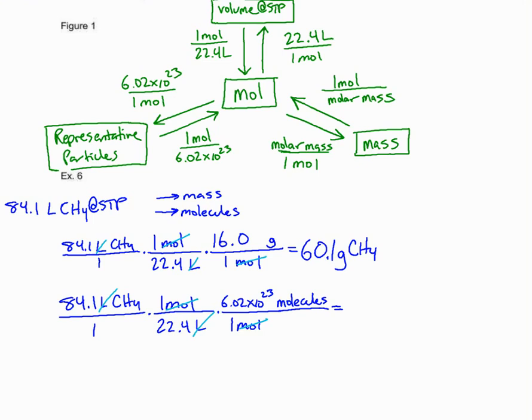And so we put this in our calculator, 84.1 divided by 22.4 times Avogadro's number in parentheses. And you should come up with 2.26 times 10 to the 24th. And that's molecules of CH4.